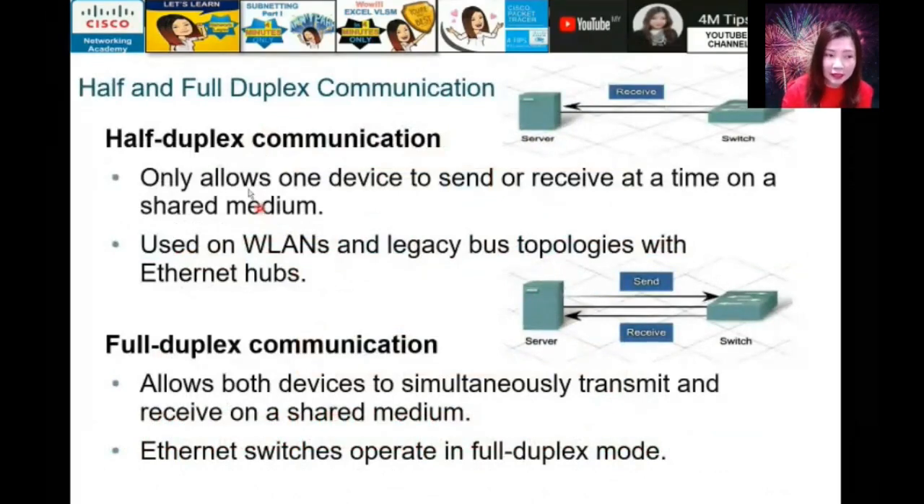As I mentioned just now, in half duplex, only one device can send or receive at a time. But for full duplex, like what I have right now, you can interact with me anytime. When I send a message, you can also send a message to me. You can interrupt anytime. So it allows both devices to simultaneously transmit and receive on the shared medium. A good example of half duplex is a walkie-talkie, and a good example of full duplex is our handphone. When I give you a call, we are using full duplex communication. Okay?